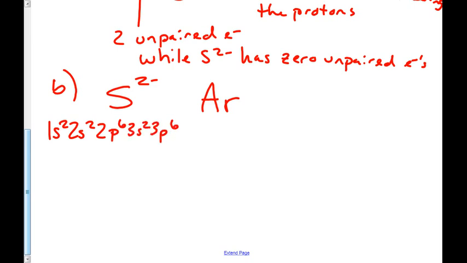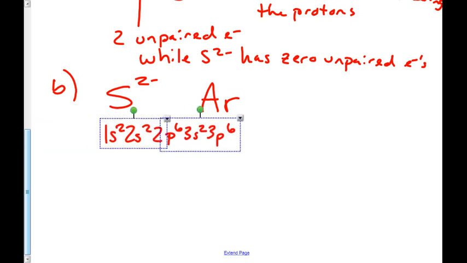What's argon? They're isoelectronic. That's what that must mean. Whoa. Isoelectronic is a different atom or ion, a different species, with the same electron configuration.